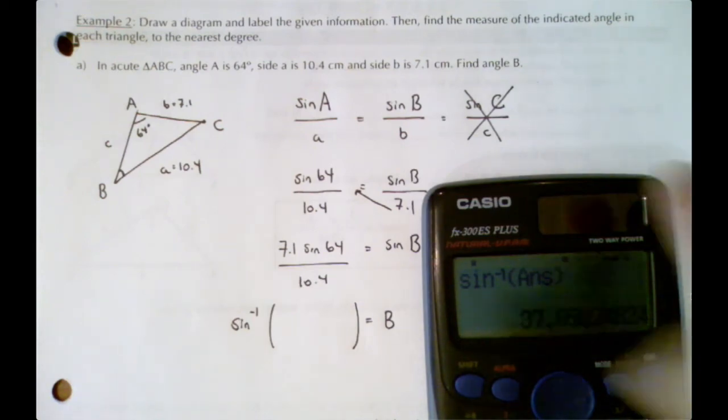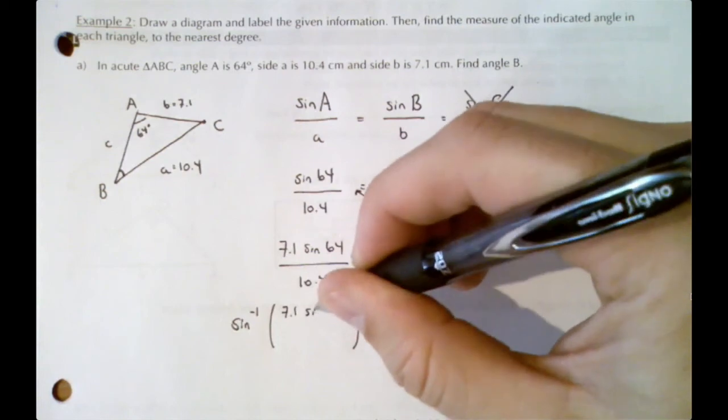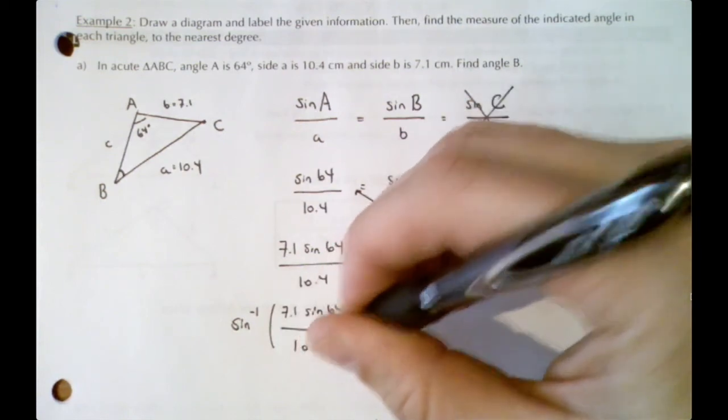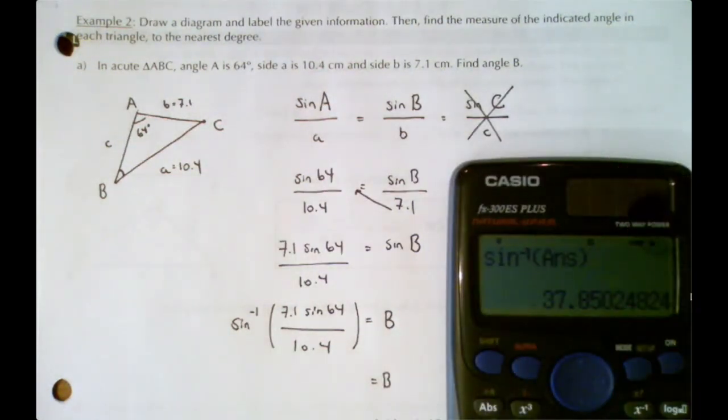Or you can do all the rearranging at once, don't calculate this, and just do sine inverse and type the whole thing in your calculator at once. This is the way I would prefer to do it because you don't have to write any long decimal down. You can just do sine inverse right away. What would it look like? Well, it would look like this. Shift sine to get sine inverse. Now in the big bracket, 7.1 sine 64 divided by 10.4, close bracket. And we get the exact same thing, 37.85. This way I think is easier. This is the way I would suggest that you solve. To the nearest degree, let's round that up to 38 degrees.